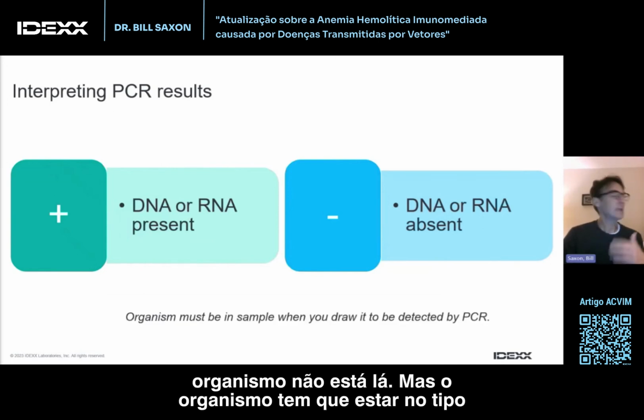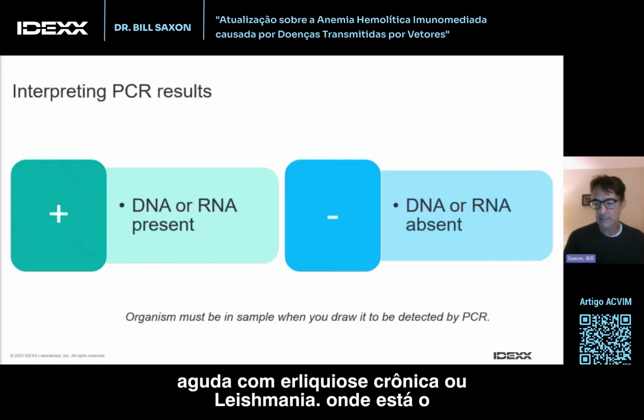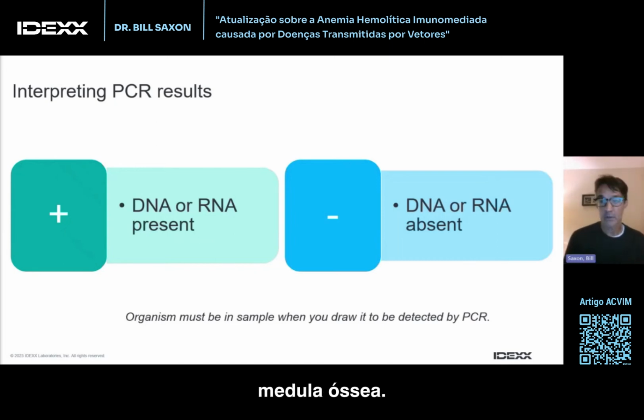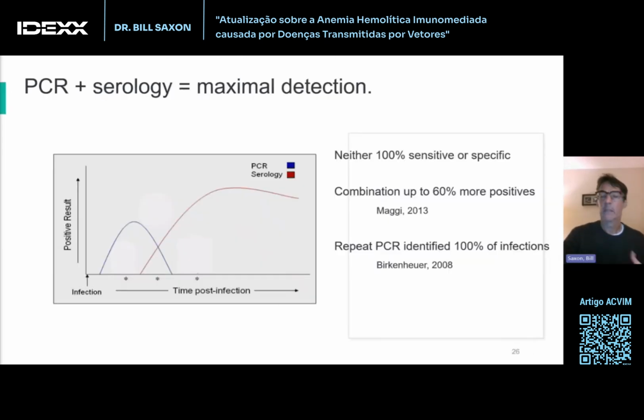But the organism has to be in the sample that you get when you get the sample. So mostly in acute disease. With chronic Ehrlichia or Leishmania, where's the organism? In the spleen, in the lymph nodes, in the bone marrow. So if you're testing the blood for PCR, it won't be there.